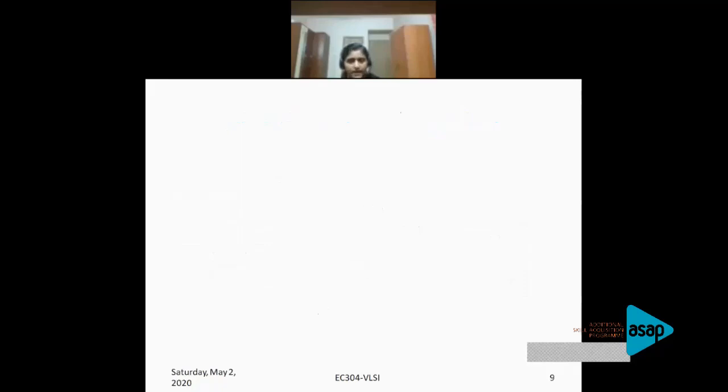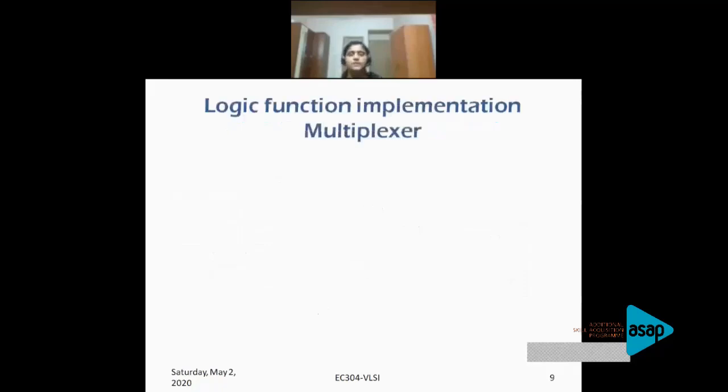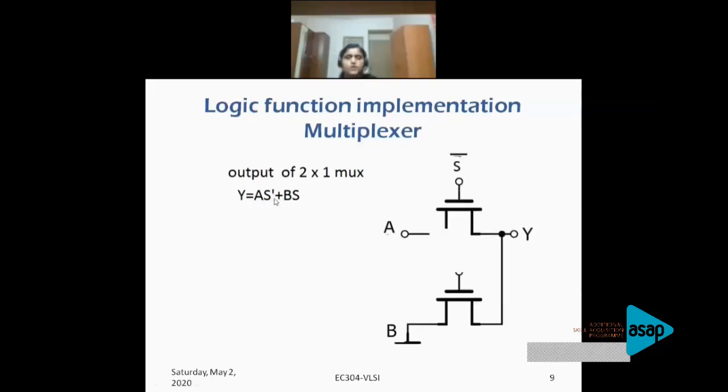So this is your AND gate. In the same way, let's try to implement a logic function, say a 2x1 multiplexer, using transmission gate. For a 2x1 multiplexer, you know the output equation. You have two inputs, one output and one select line. So the output equation is y equal to A S bar plus B into S, where A and B are the inputs and S is your select line. So your corresponding pass transistor implementation is this. Output Y can be read as A S bar plus B S.